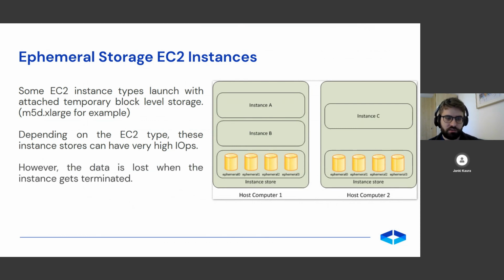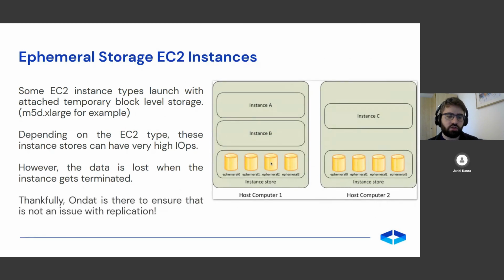But there is a downside. If those instances get terminated, then your data is lost. The block device gets detached and cleaned up and goes back to the instance store. And thankfully, Ondat is here to ensure that this is not actually a big issue. If your instance gets terminated, as I showed you earlier, very simply, you have another copy of it that you can easily move your application over to and use that instead. And then another replica is getting created.